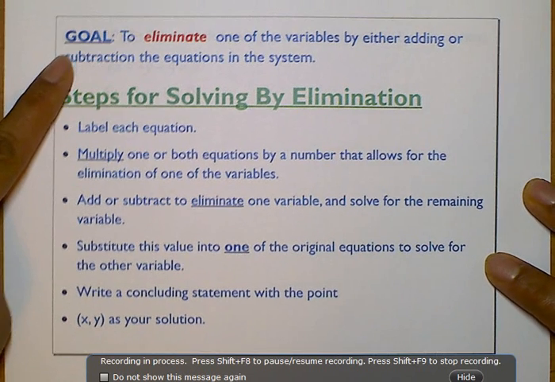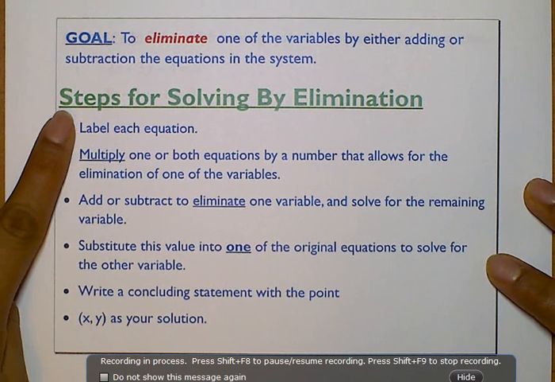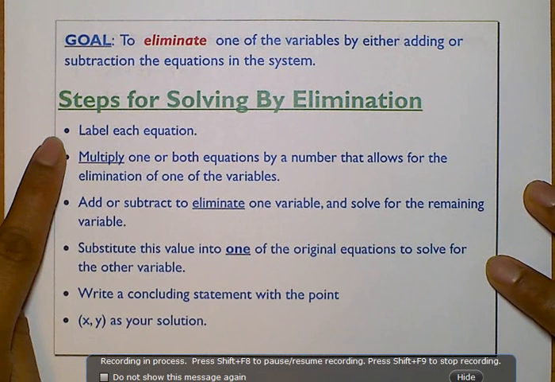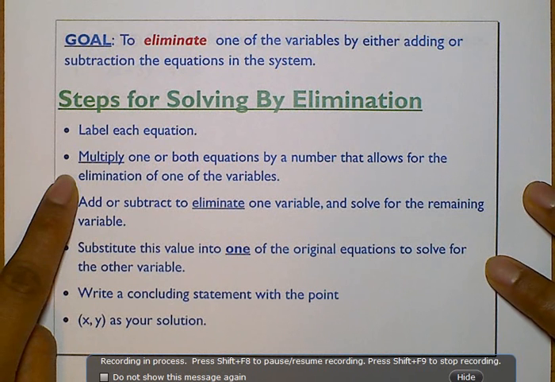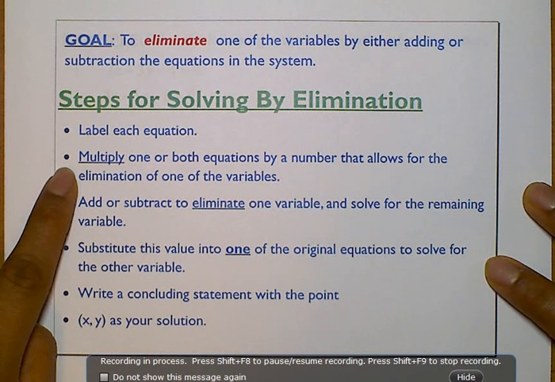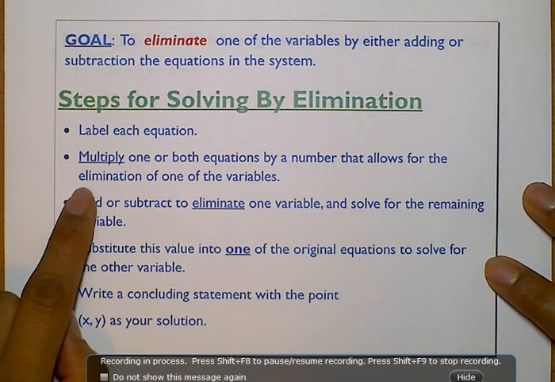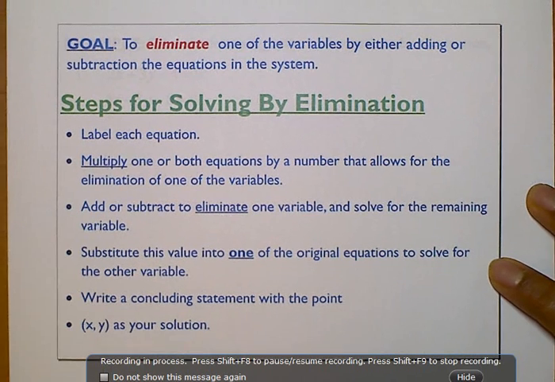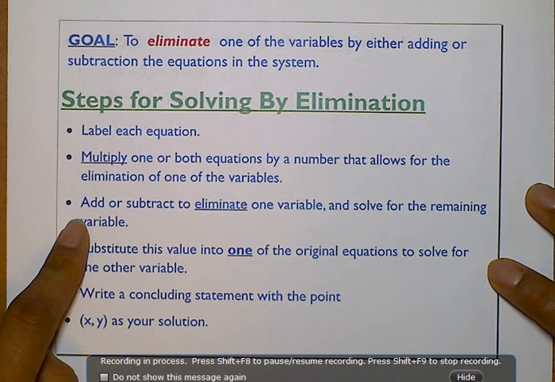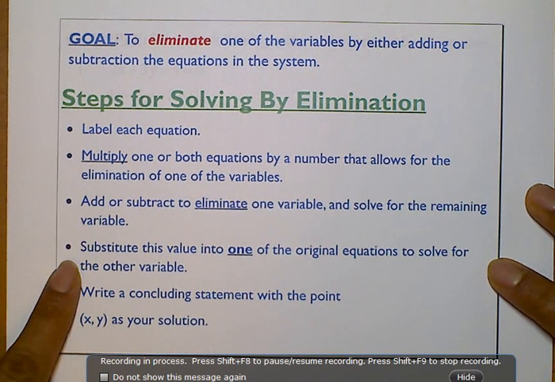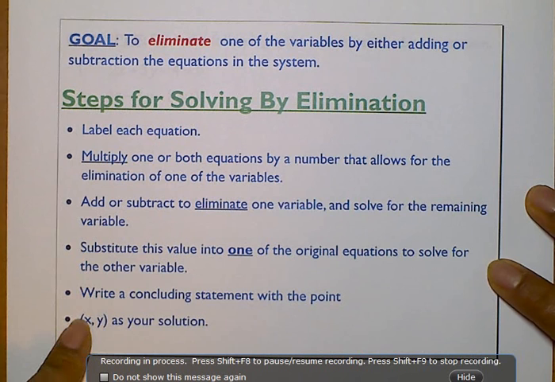So the steps for solving by elimination: the first step is the same in both cases, substitution and elimination. You're going to label each of your equations. Second, you're going to multiply one or both equations by a number that allows for the elimination of one of the variables. I'm going to talk a little bit more about this in an example. Here you're basically creating a multiple of that equation. Then you're going to add or subtract to eliminate one variable and solve for the remaining variable. You're then going to substitute this value into one of the original equations to solve for the other variable. Then you write a concluding statement with your coordinate x and y as your solution.